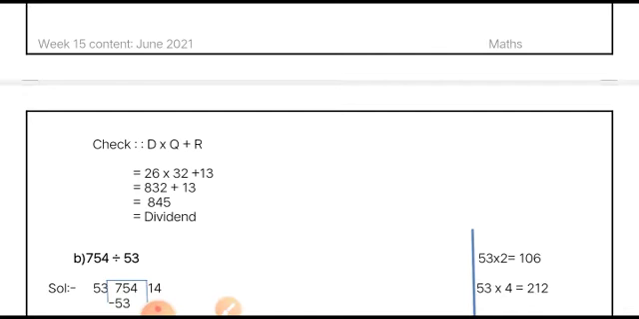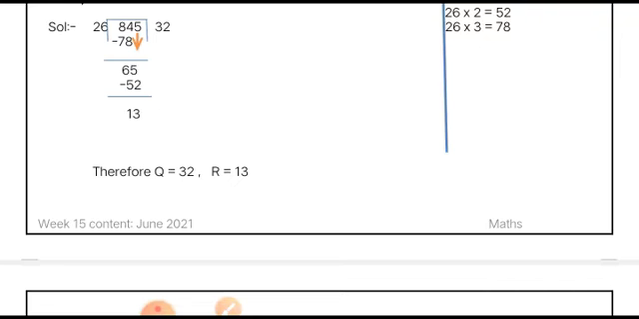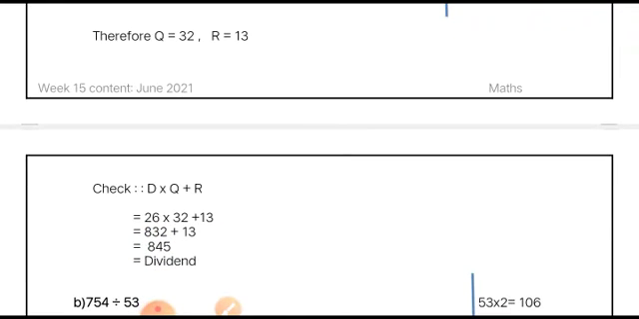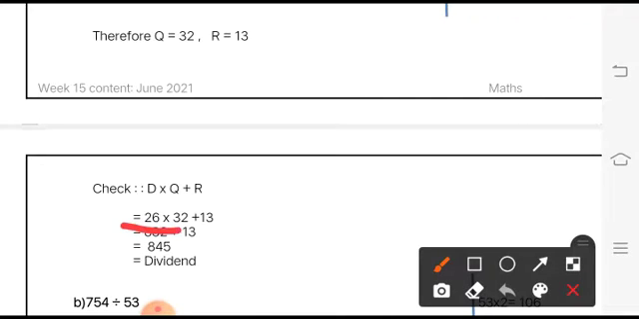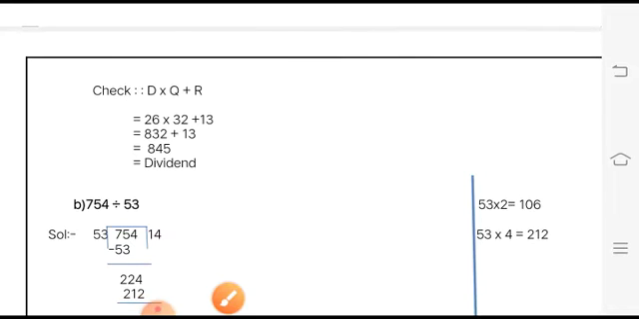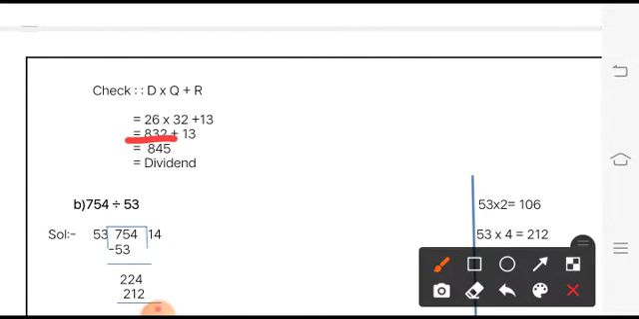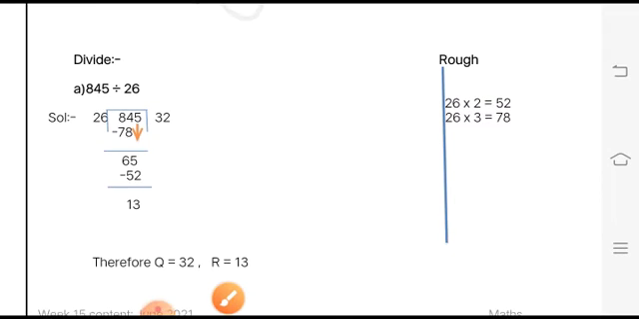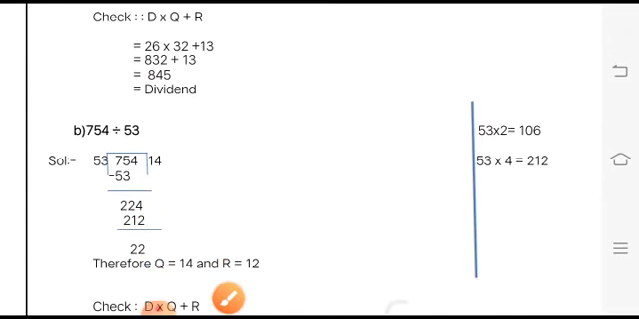Then we go for its checking and we put the values of D, Q and R in the formula from the equation. And here you can see D is 26, Q is 32 and R is 13. So it's done here, and here you can see the values are substituted and calculated. When we multiply 26 and 32, we get 832 as their product, and then we add remainder to it and we get 854, that is the dividend. So it means our division is correct.